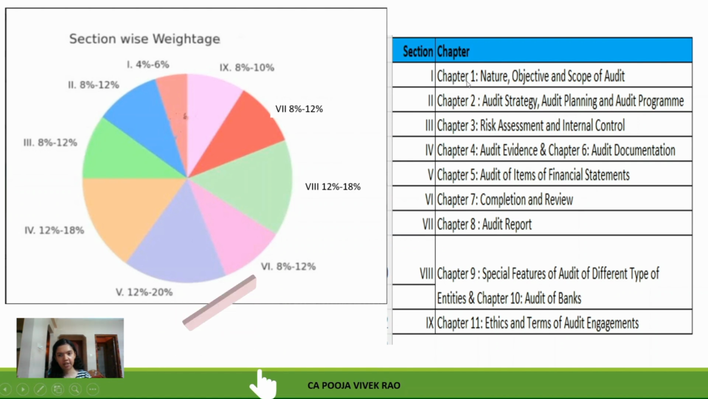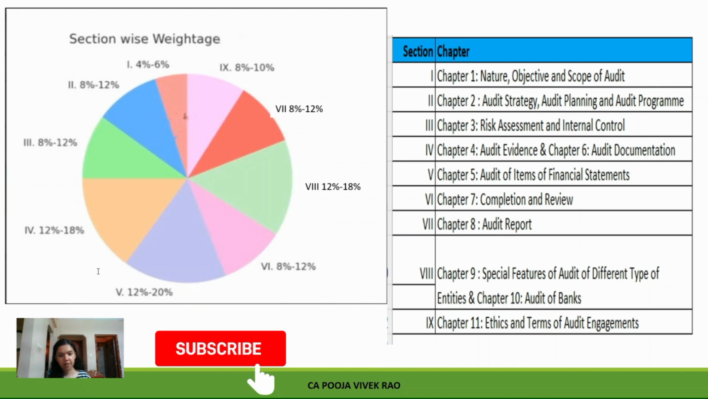section is chapter 1, Nature, Objective and Scope of Audit. For this chapter, understand the purpose, objectives and importance of auditing. Gain insights into different types of audit like external audits, the qualities needed in an auditor, and the limitations of auditing. Explore the relation between auditing and other disciplines.